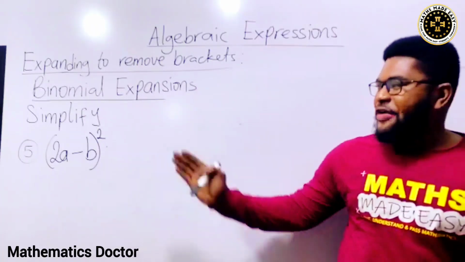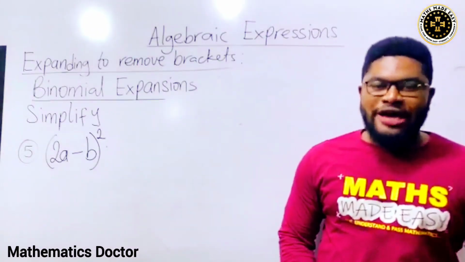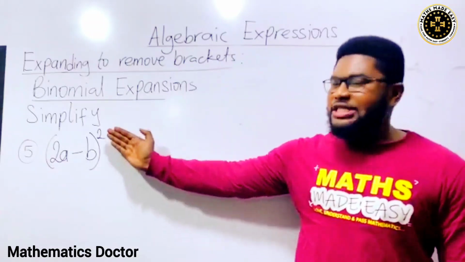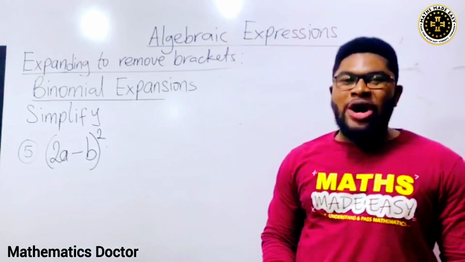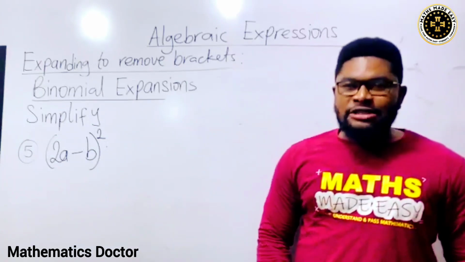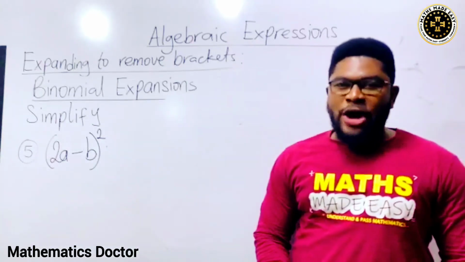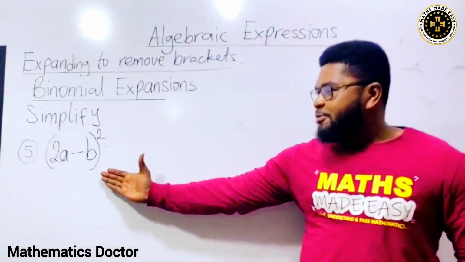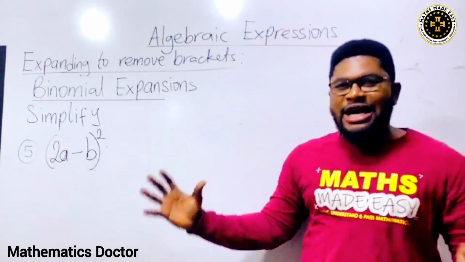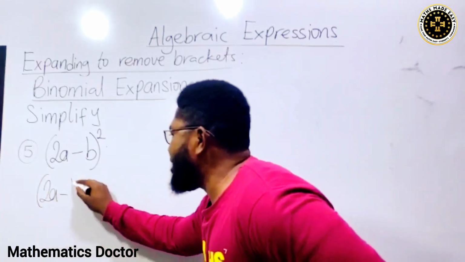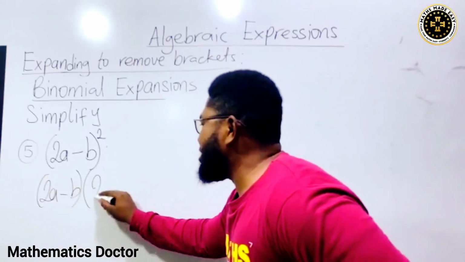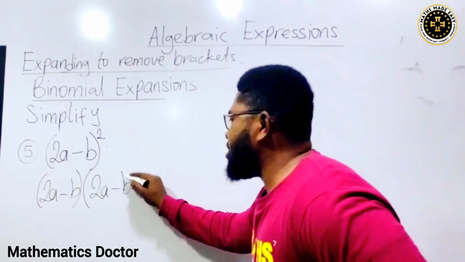Let's take a look at the fifth example under the binomial expansion. Now the question says simplify (2a minus b) all squared. As we already said, this is a perfect square, so we have to express it as the bracket times itself. This way, 2a minus b multiplying the same 2a minus b.